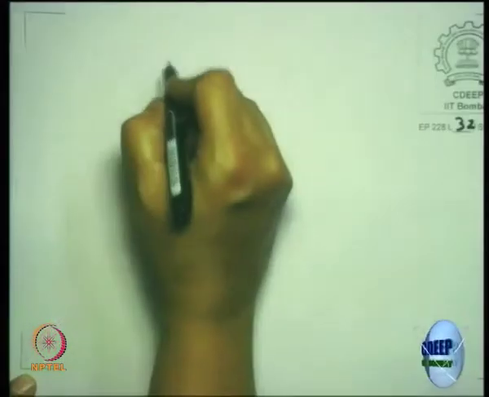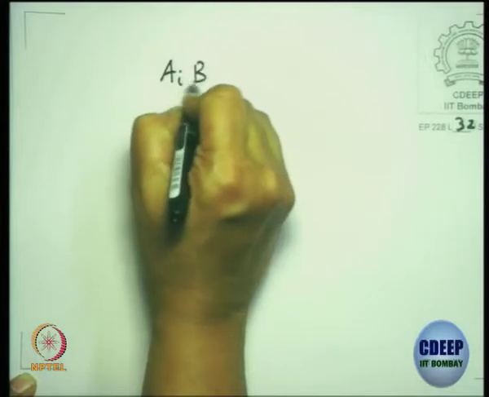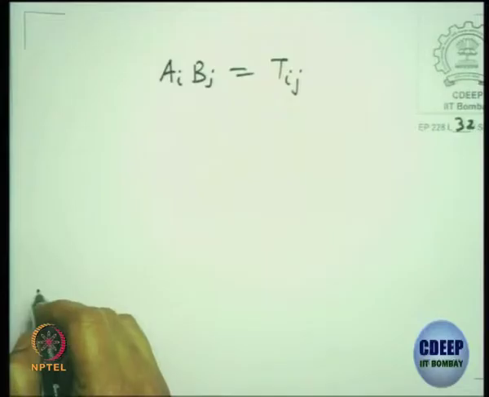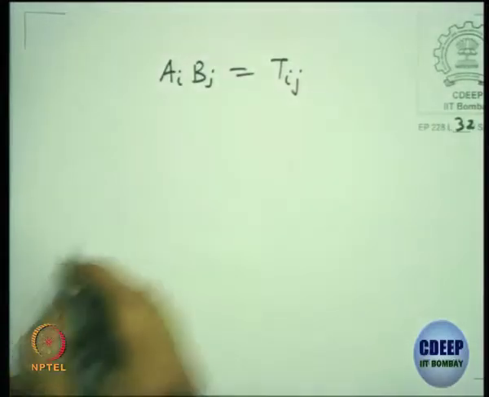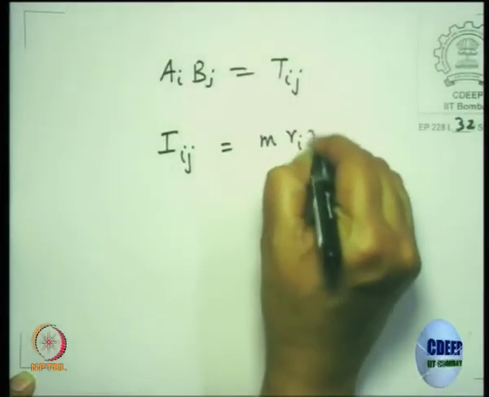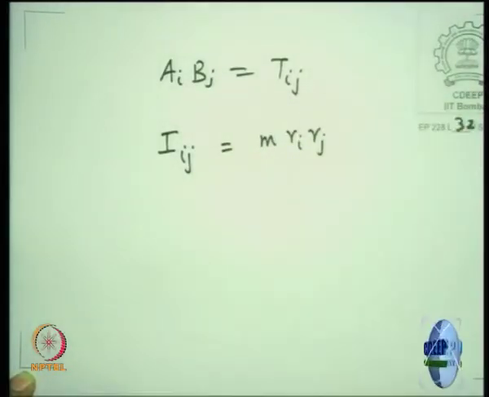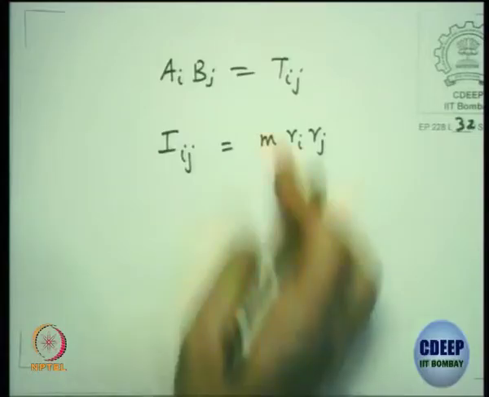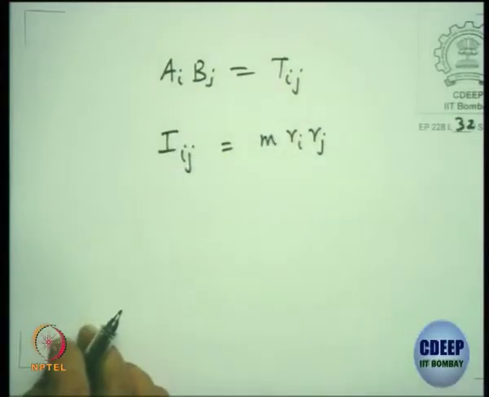If you take Iij, I am sure you would have all done this, but in case you have not done this, let me just. So if I take Aibj and call this to be a Tij. So moment of inertia tensor, this one, let me write it as M, Ri, Rj, let me forget about all those subtraction and so on. Just for example, if I take this, A and B are same. Allowed?